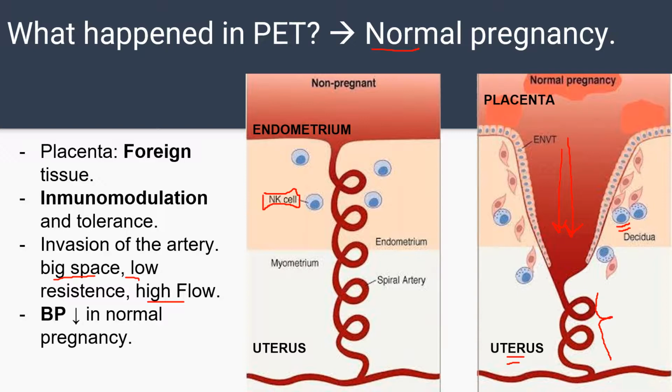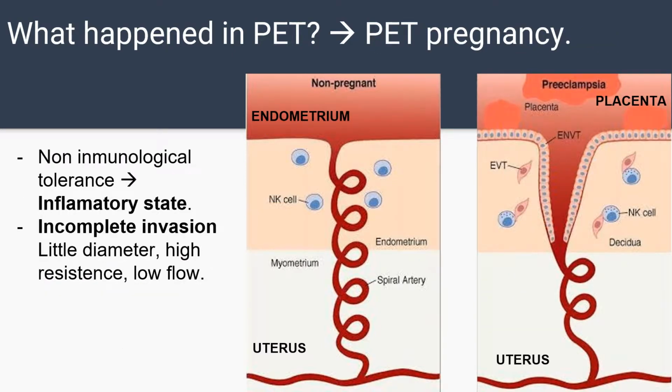So as a result, in a normal pregnancy, we have low blood pressure, because there is a very important opening for the arteries. So the flow can pass very slowly without increasing the blood pressure.